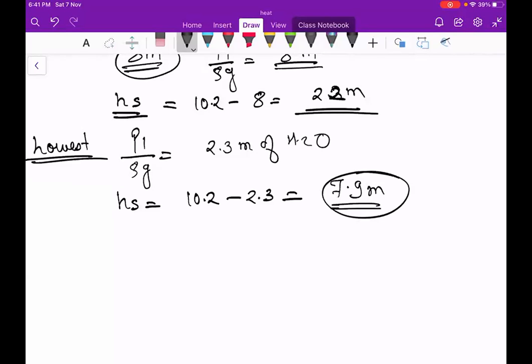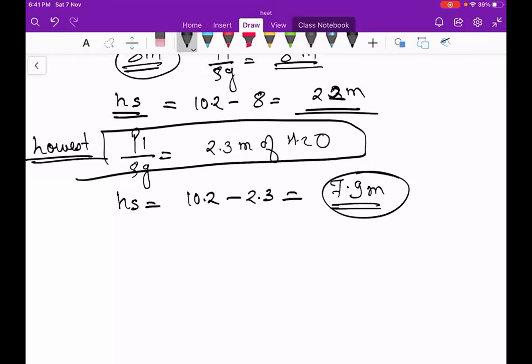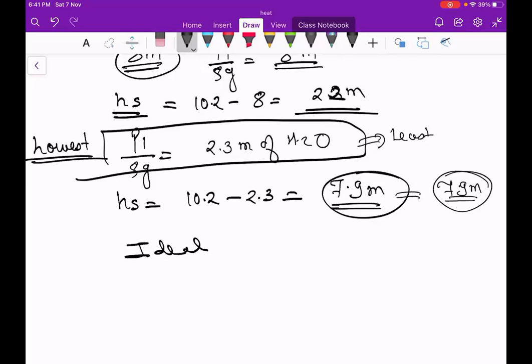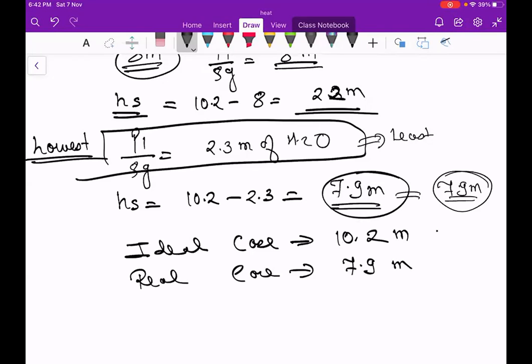This is the least value you can go. So in real life, the height cannot be more than 7.9 meter. In the ideal case, what is it? 10.2. And in the real case, it will be 7.9 meter of H2O. Remember this word H2O. If it is mercury, then it will be different.